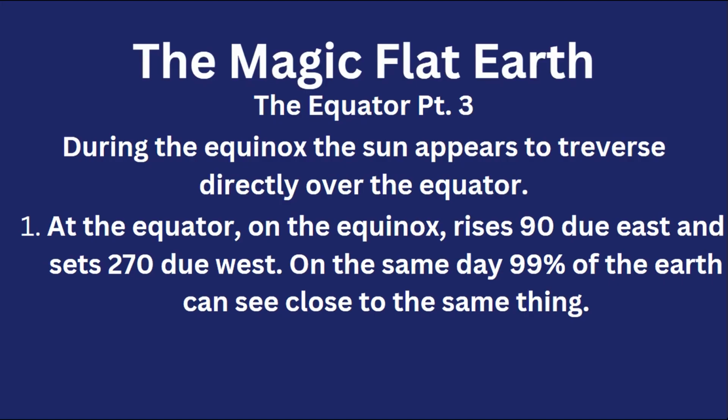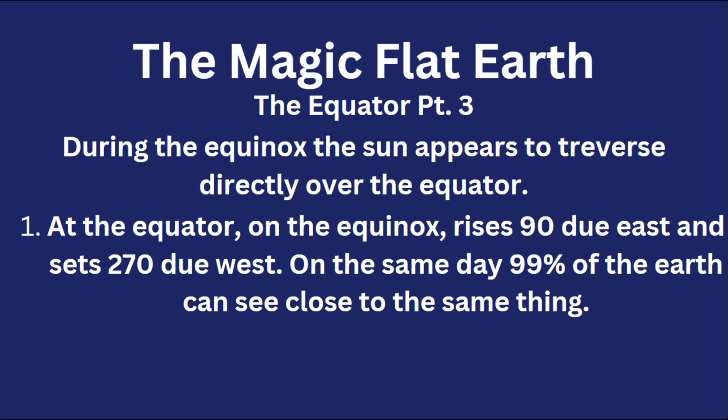Anyway, today on part 3, the Magic Flat Earth, the Equator Part 3. Okay, let's start. During the equinox, the sun appears to traverse directly over the equator. So one of the consequences of that is that if you're in a city on the equator, the sun rises due east and sets due west, or 90 degrees east and 270 degrees west. Also on that same day, 99% of the earth can see close to the same thing.